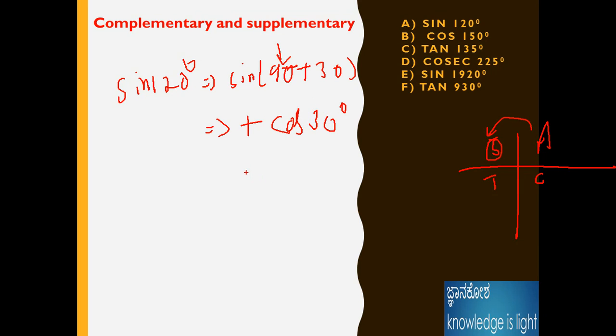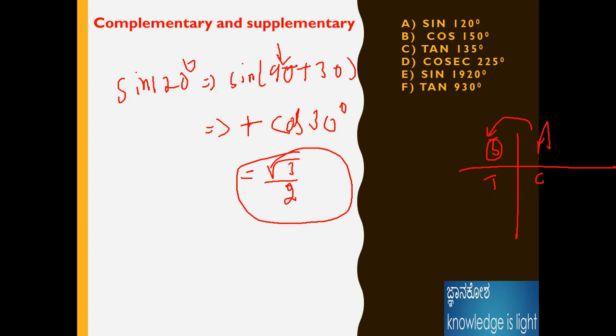Understand? Cos of 30 degrees. Cos of 30 degrees is nothing but root 3 by 2, which is the answer for this question. Root 3 by 2. Remember, sine of 120 degrees I am taking as 90 plus 30, because wherever 90 is coming, sine should change to cos theta. That's why it is cos 30 degrees.